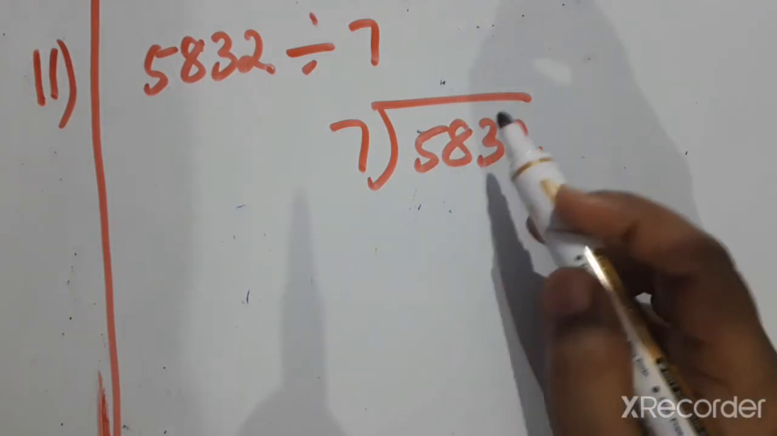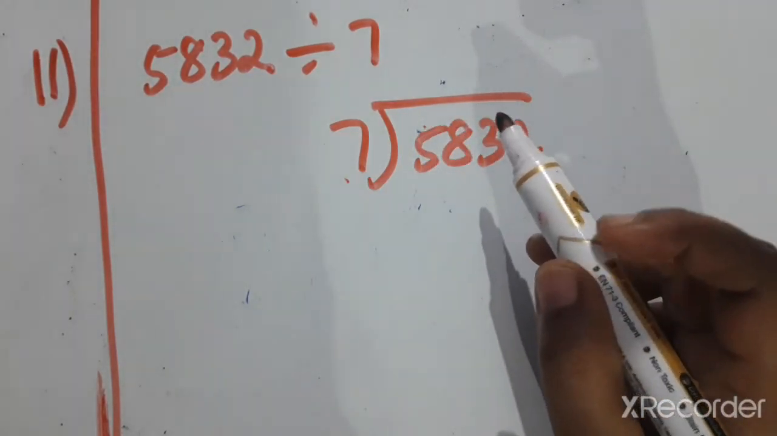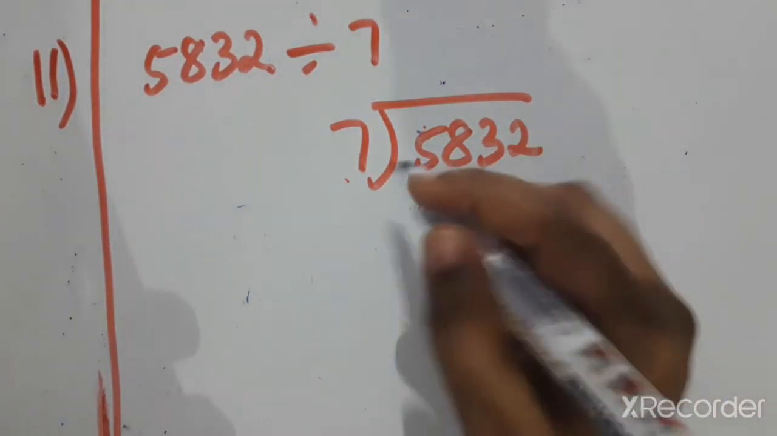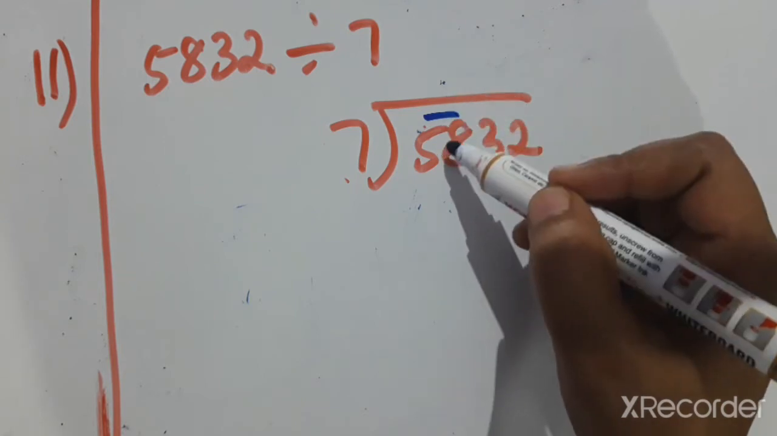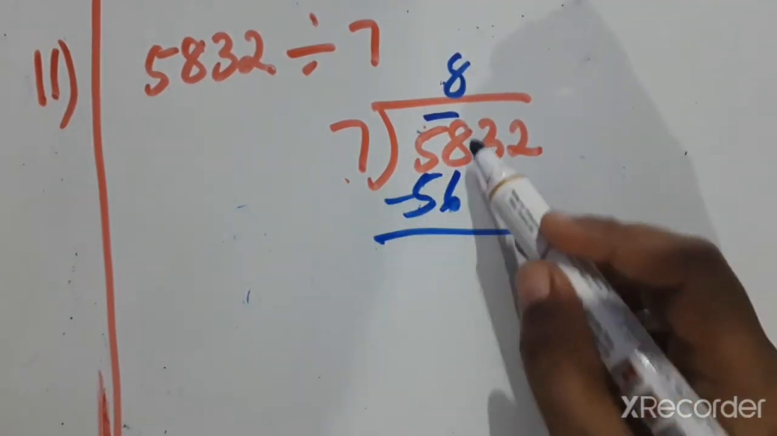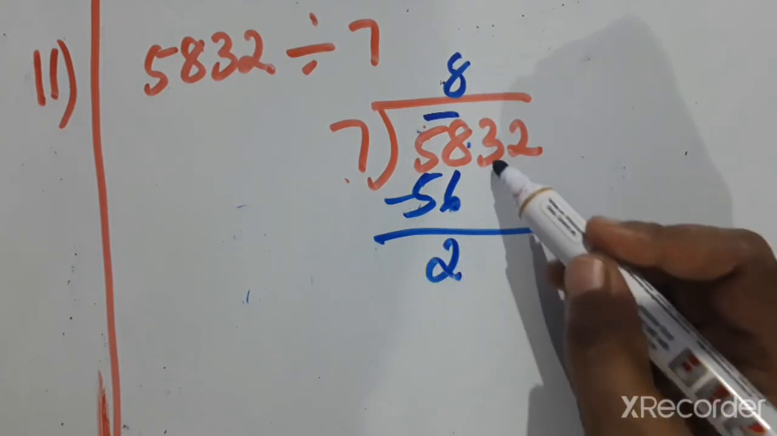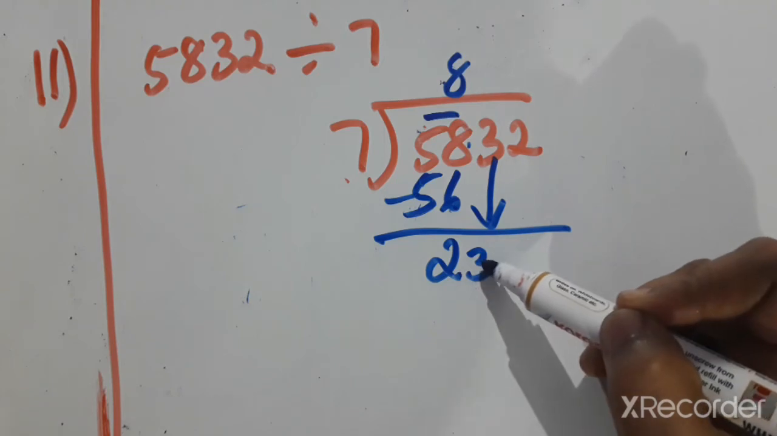Next is 532 divided by 7. Whether we can consider one number? No, because 5 is less than 7. So we have to consider 53. 7 how much is nearer to 53? 7 7s are 49. That is the nearer one. 53 minus 49 means 4 is the remainder. 2 is brought down. 7 how much is nearer to 42?